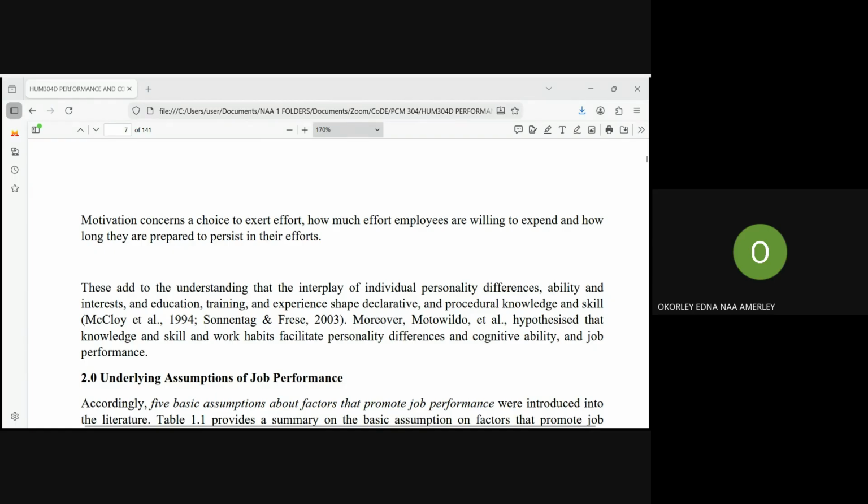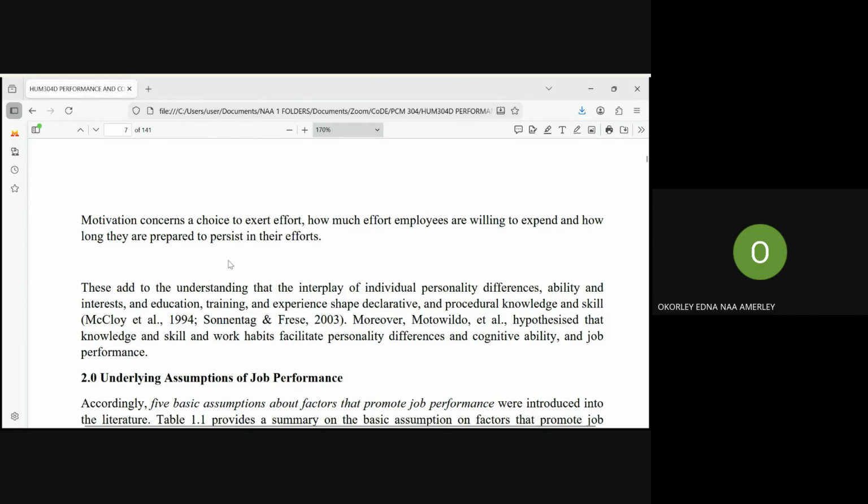We can say that you are all doing a degree, but with your education, some of you might have a diploma in a different program. Some of you might even have teacher training college certificates. So there are differences in what each and every one of you does. And these things shape your declarative knowledge. They shape your procedural knowledge and skill. That is why Motowidlo et al. have said that knowledge, skill and work habits facilitate the personality differences and cognitive ability in performing a job. These are the three theories underlying job performance.